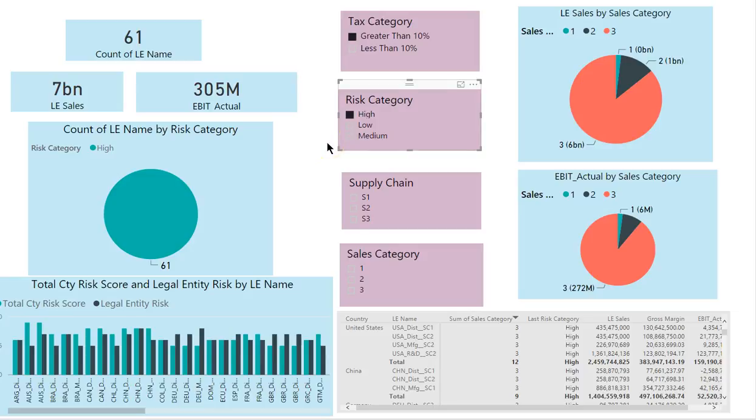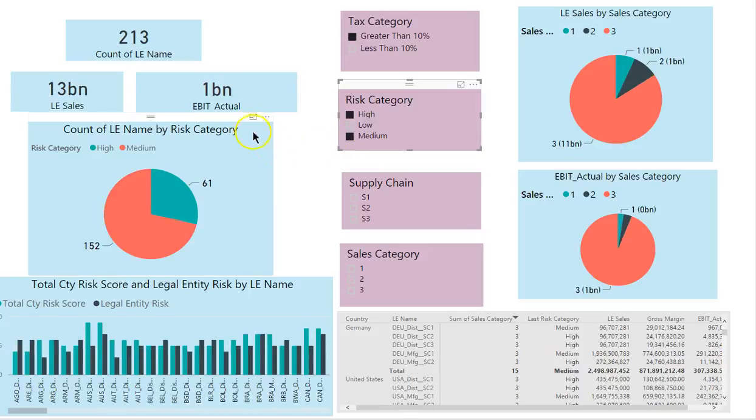And then they're going to say we're going to do a little bit less detailed documentation for the medium risk countries, or medium risk legal entities. And when we do that, we push up the number of legal entities to 213, cover almost 13 billion of sales and nearly all of the profits. And so that looks pretty good, but we're still documenting a lot of legal entities.